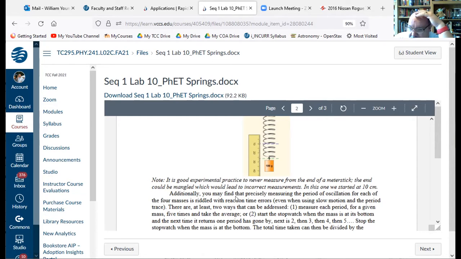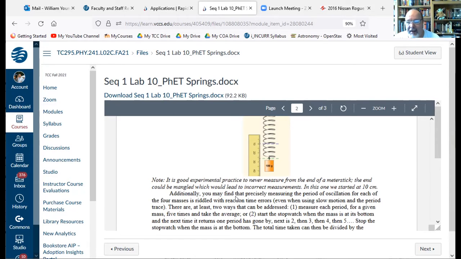Or 2, and this one is the one I recommend, start the stopwatch when the mass is at the bottom, and then the next time it returns 1 period has gone by. Next is 2, next is 3, so you can do many periods, say 10 if you wanted to. Measure that whole amount of time from it starting at the bottom at the beginning of the first period until it gets back to the bottom at the end of the 10th period. And then you've taken that reaction time error and spread it over 10 different periods.